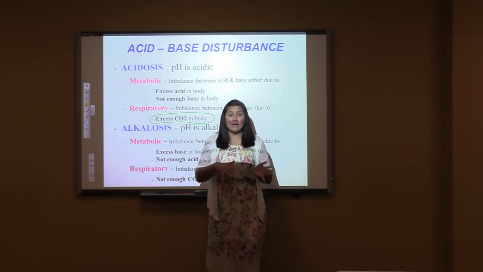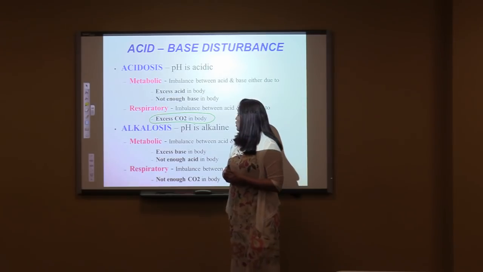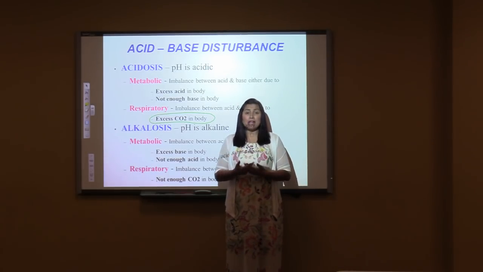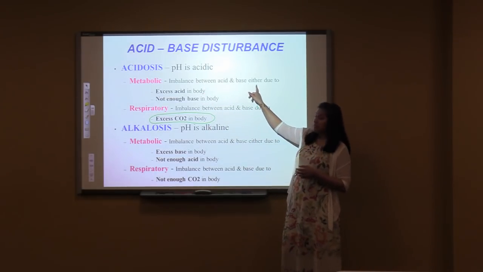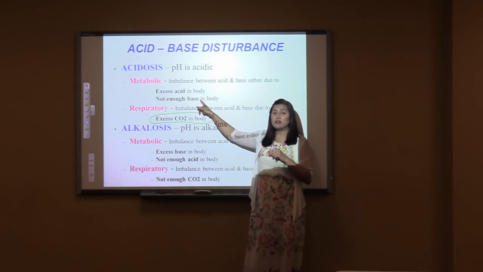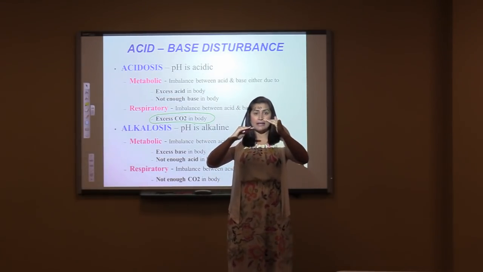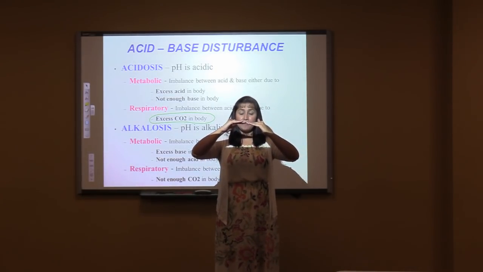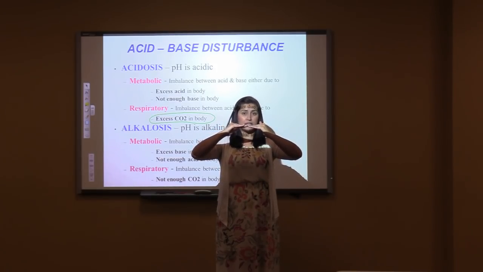Metabolic. The metabolic branch is looking at basically your base, your bicarbonate. So your metabolic branch is basically an imbalance between acid and base, either due to you having too much acid in your body or not enough base in your body. So, in your body, acid and base are equal. Okay? Now let's say this is acid, this is base. You're saying you have metabolic acidosis. You have acidosis, meaning too much acid.